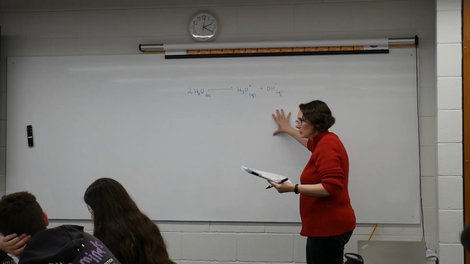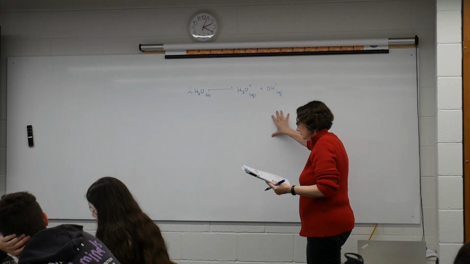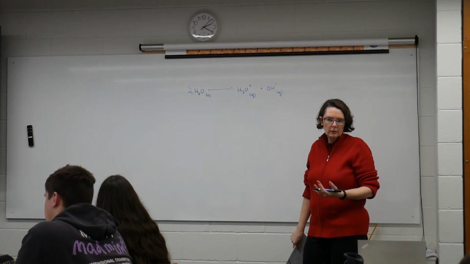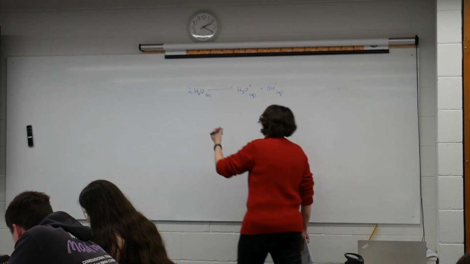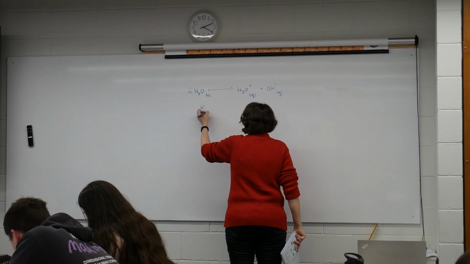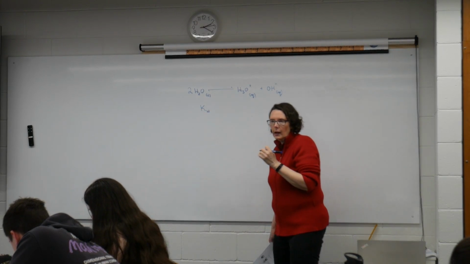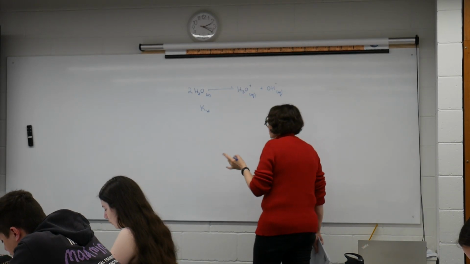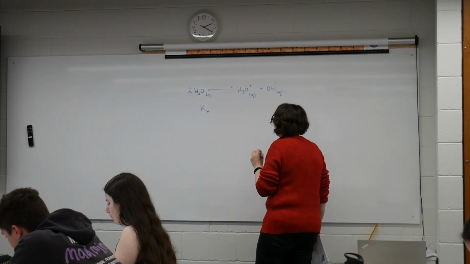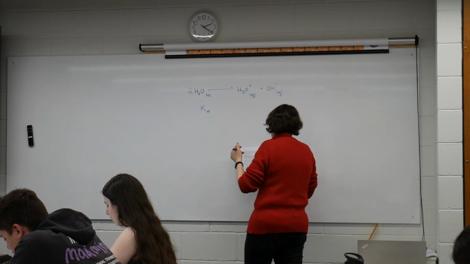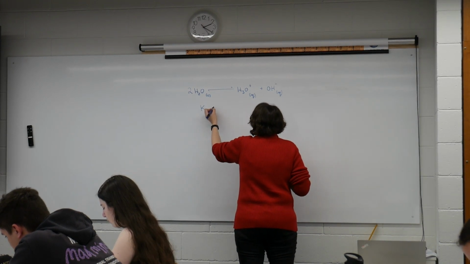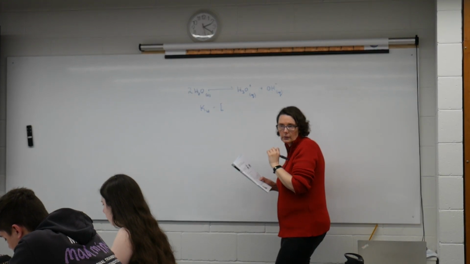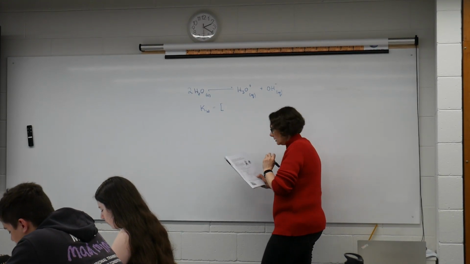But if we think of this as a reaction, like we've done before, we can work out K, the constant for water. So now we have a subscript W, because we're looking at the dissociation constant, or the reaction constant if you like, for water. And it's going to equal the concentrations of our products divided by the concentration of our reactant, isn't it?